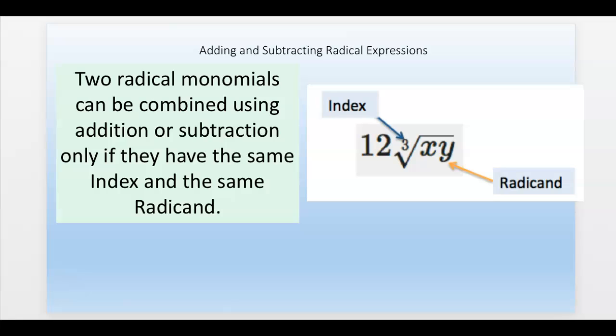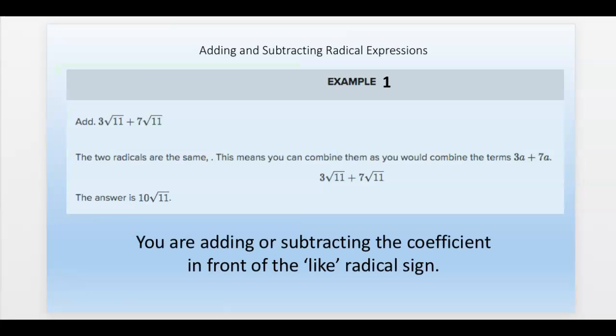Y'all, two radical monomials can be combined using addition or subtraction only if they have the same index and the same radicand. Think of it as the same radical configuration. As an example, if we have 3 times the square root of 11 plus 7 times the square root of 11, we can put those two together. The radicals are the same. 3 plus 7 is 10, so you have 10 square roots of 11, because you had 3 of them here and then 7 of them here.